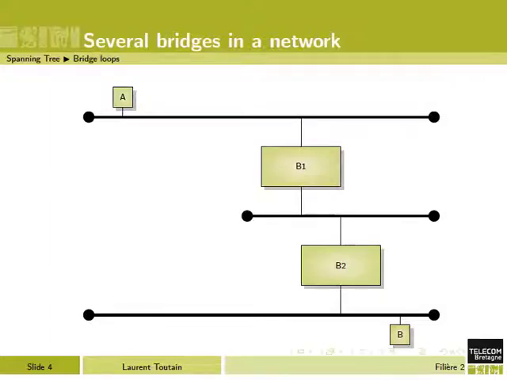So, when A wants to send a message to B, we have some bridges here. So what will happen?